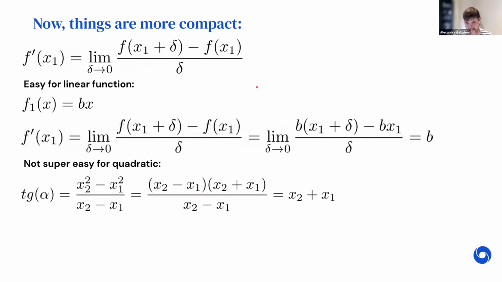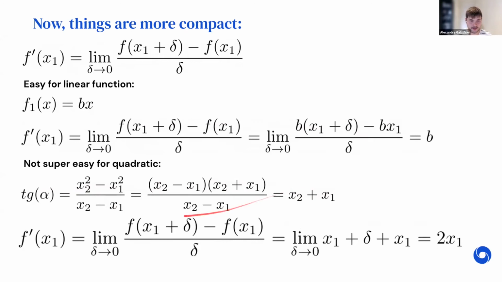And for the quadratic, we had something which we call the tangent of alpha, equal to x2 plus x1. But right now, if we define it in terms of the limit, we can also look at the value of the tangent, because right now x2 is equal to x1 plus delta. So we just put a limit here. And then, because right now we don't have this singularity, I don't know how it's called in English, in the sense that we don't divide by 0, here we can just say that delta goes to 0.